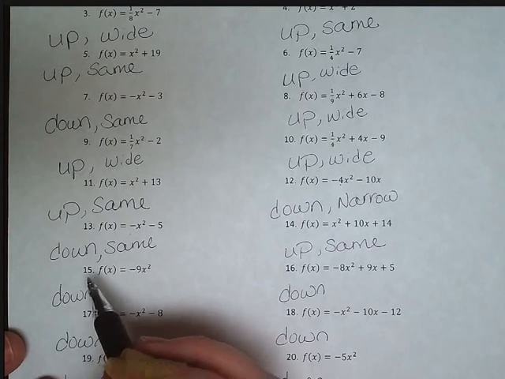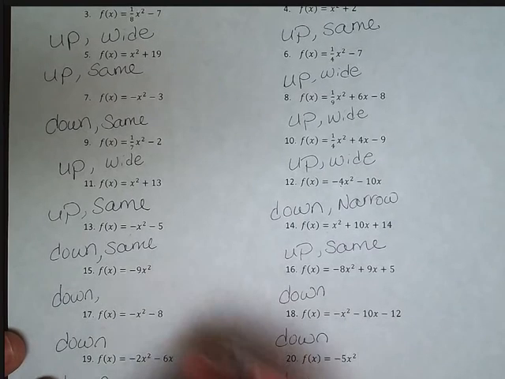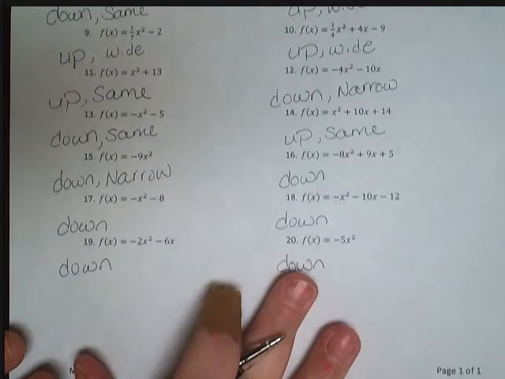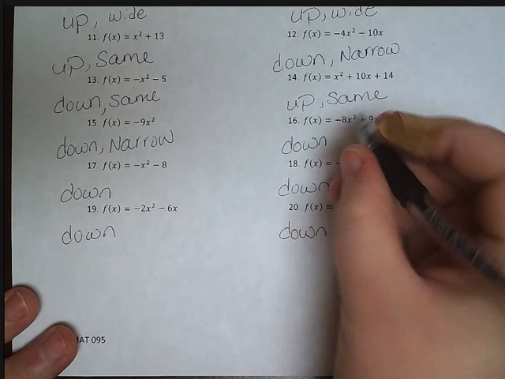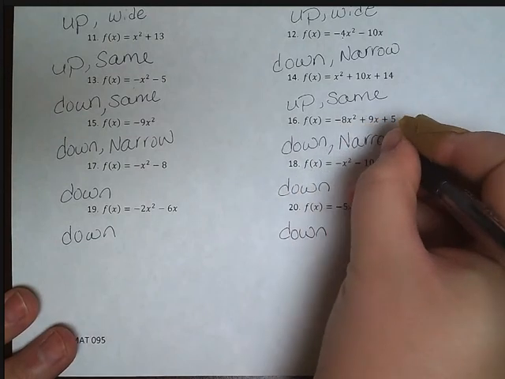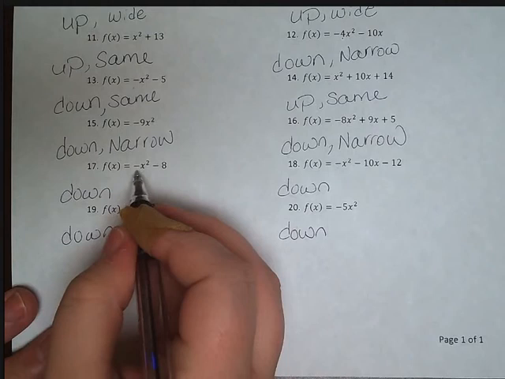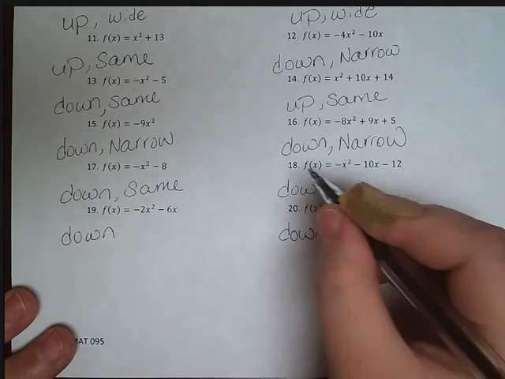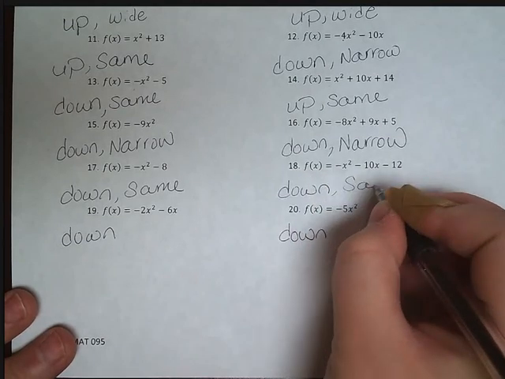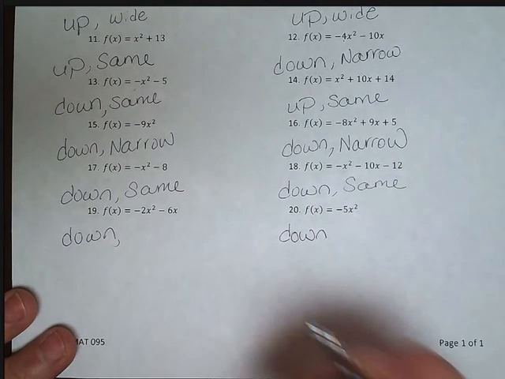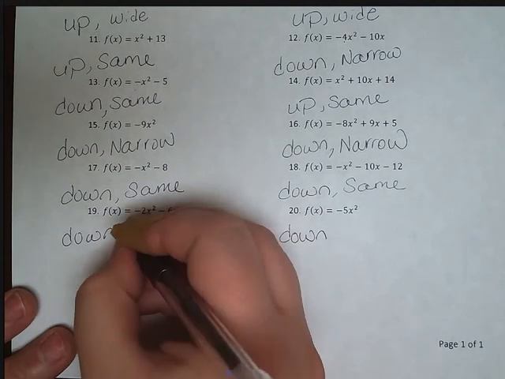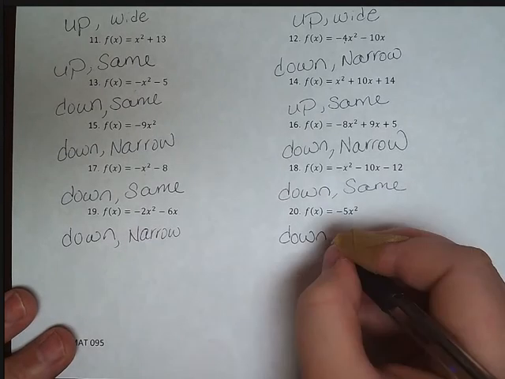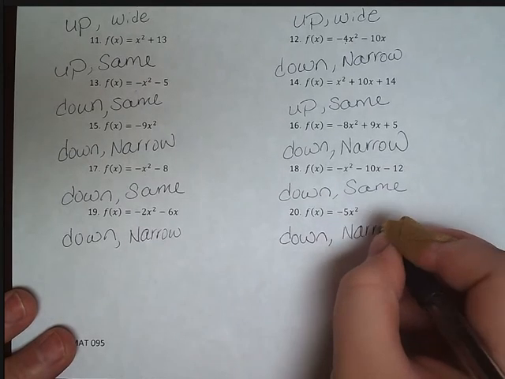Number 15, a -9. It's a whole number other than 1, so we would say narrow. 16, a -8, so it's narrow. 17 is a -1, so it would be the same. 18 is also a -1, so it is the same. 19 is a -2, so we would say narrow. 20 is a -5, so we would say narrow.